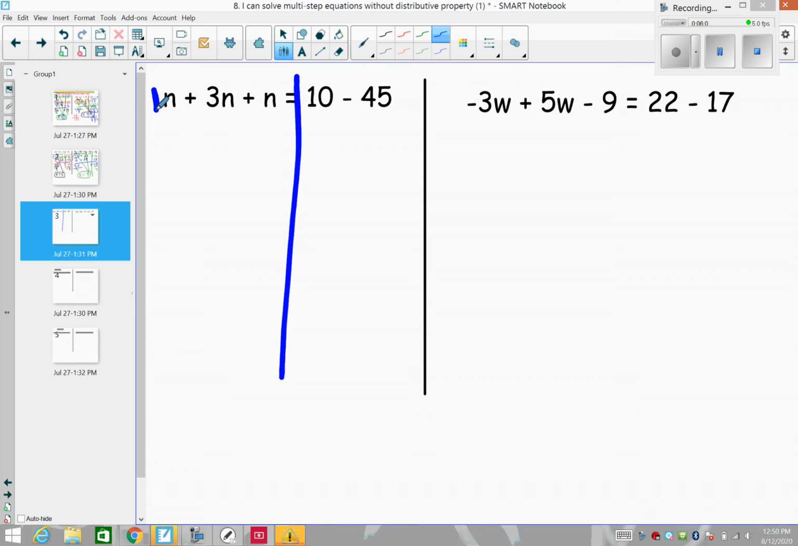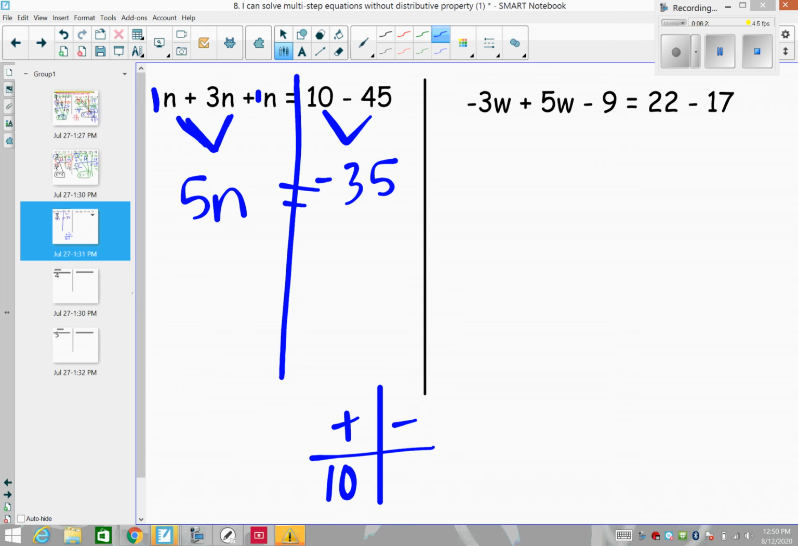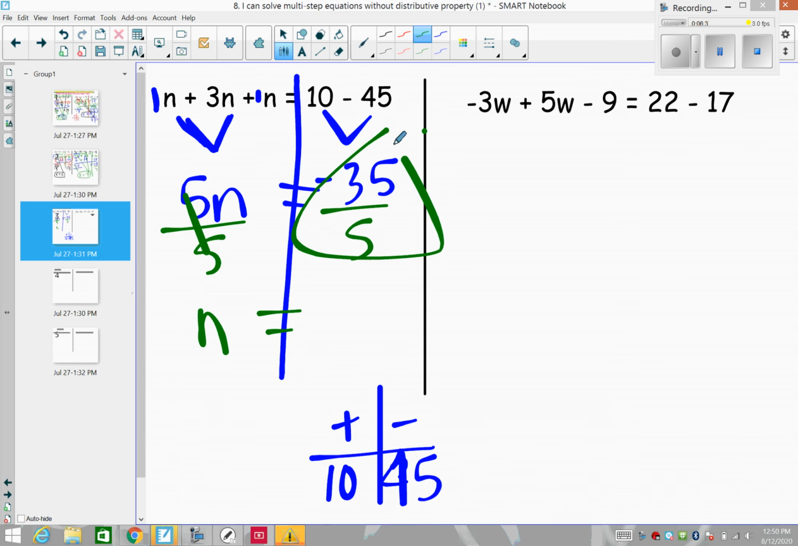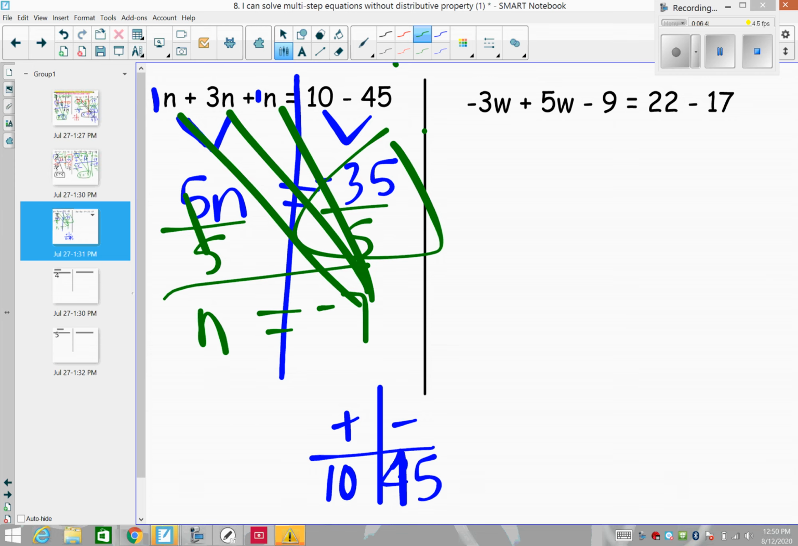Well, if we think about these combined like terms, we get 5n's is equal to negative 35. Pause for a minute, make sure you understand that. If we tug of war that right-hand side, we have 10 players on team positive and 45 players on team negative, which is why it results in negative 35. The operation here would be division, copy paste. So we end up getting n is equal to, this is a triangle problem, negative 7. We would substitute back in every single spot there to verify that the solution is negative 7.